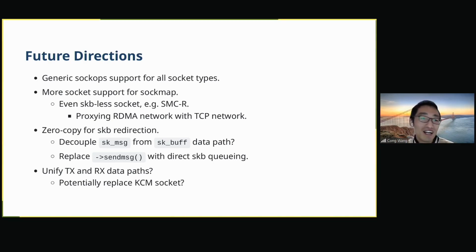And the third direction I'm trying to work on is that I hope the data path for the SKB redirection within the socket map could be more optimal. Ideally, it should be zero copy. However, there are some implementation details within the kernel. The first thing is the SK message.